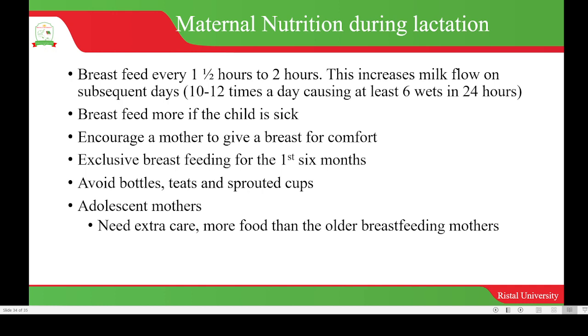Exclusive breastfeeding for the first 6 months is very paramount because breast milk contains all the nutrients the baby needs for proper growth. Avoid bottles, teats, and spouted cups. And adolescent mothers need extra care and more food than the older breastfeeding mothers because these adolescents are still growing and they're already also raising another human being that needs growth.